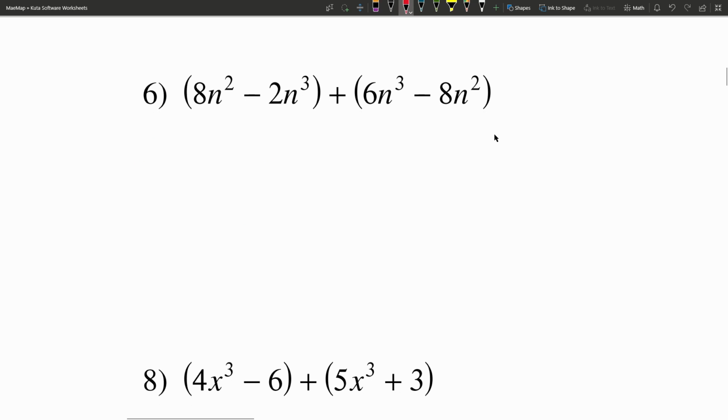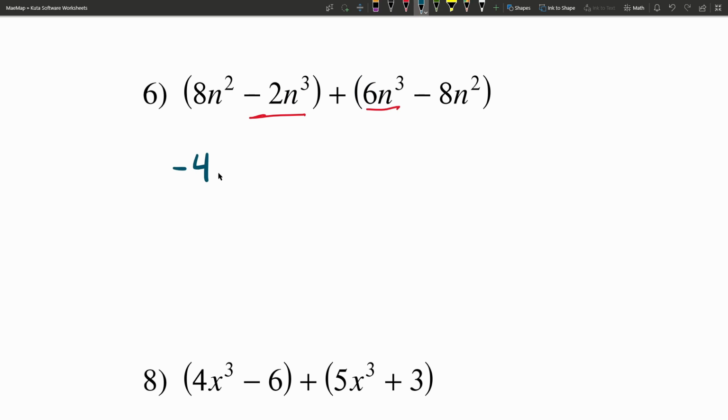Moving on to number 6, we have 8n squared minus 2n cubed plus 6n cubed minus 8n squared. Because we're adding that second polynomial, there's no need to switch the signs, so this subtraction is going to remain as is. Now my highest degree is, you can see, a 3. And I have 2 terms with 3 in them, so I'm going to combine this negative 2n cubed and this 6n cubed. Negative 2, because I'm subtracting that, plus 6 is going to be a negative 4.